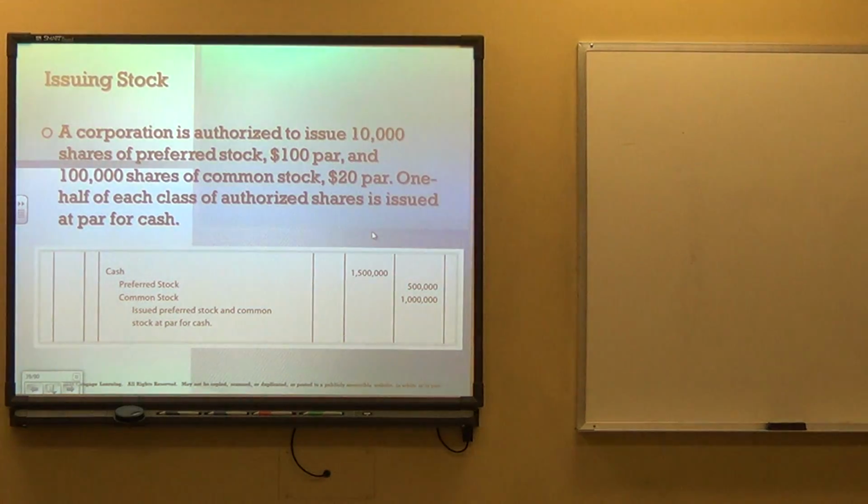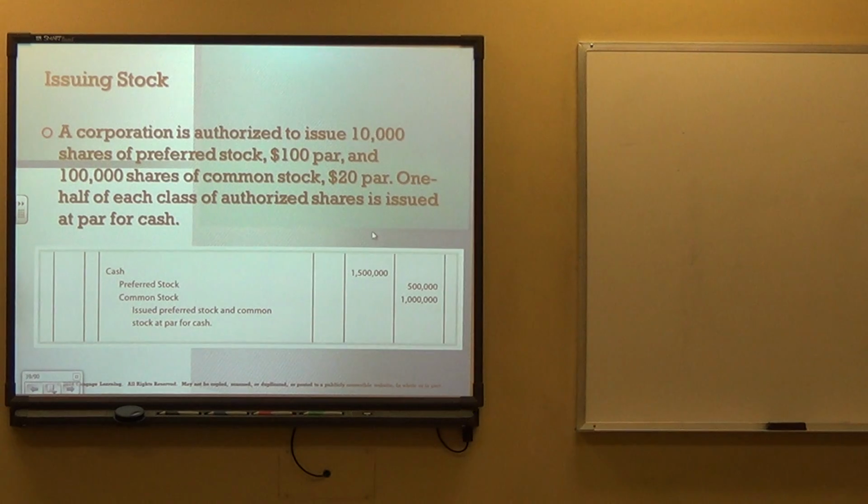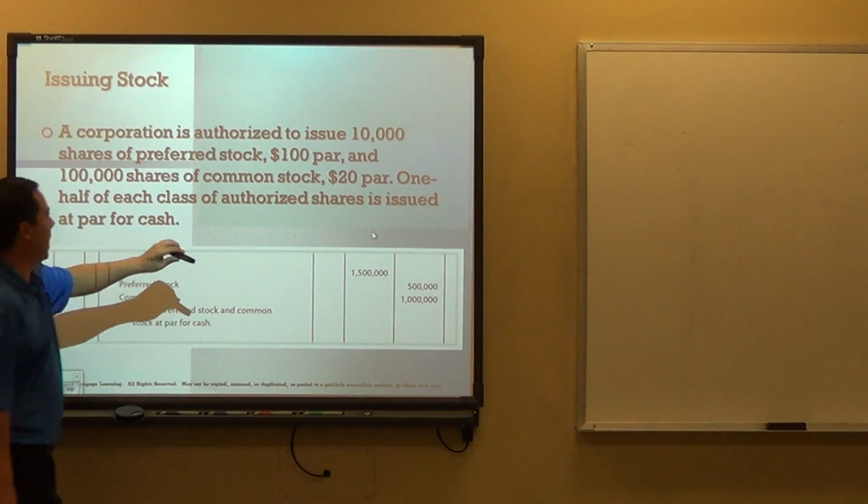All right, so a corporation is authorized to issue 10,000 shares of preferred stock at $100 par, okay? And 100,000 shares of common stock at $20 par. One half of each class authorized is issued at par for cash. So basically half of those.